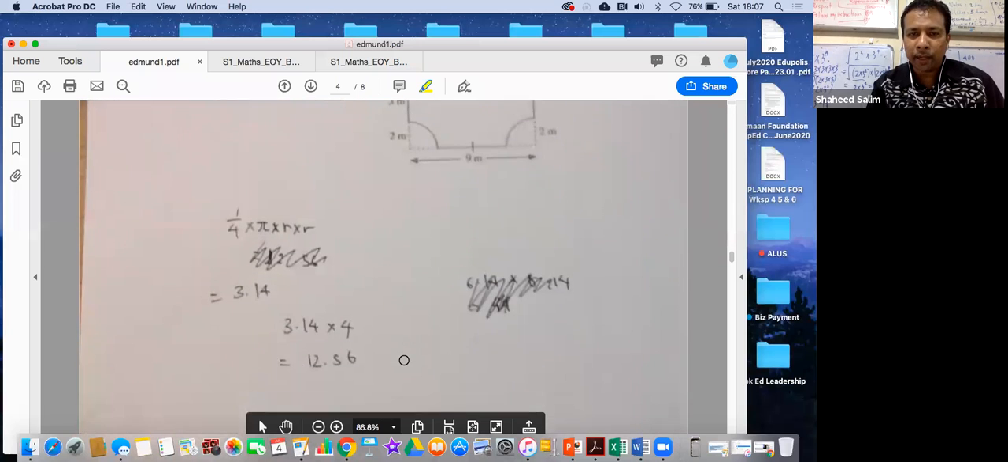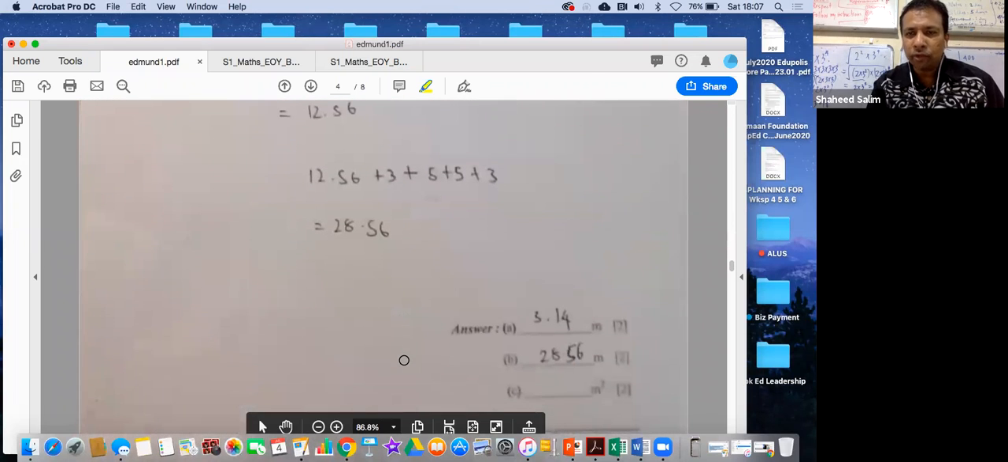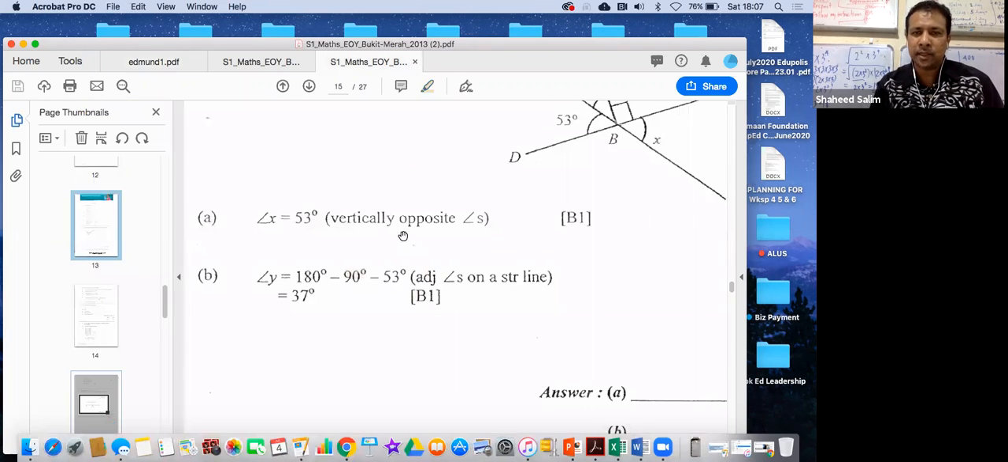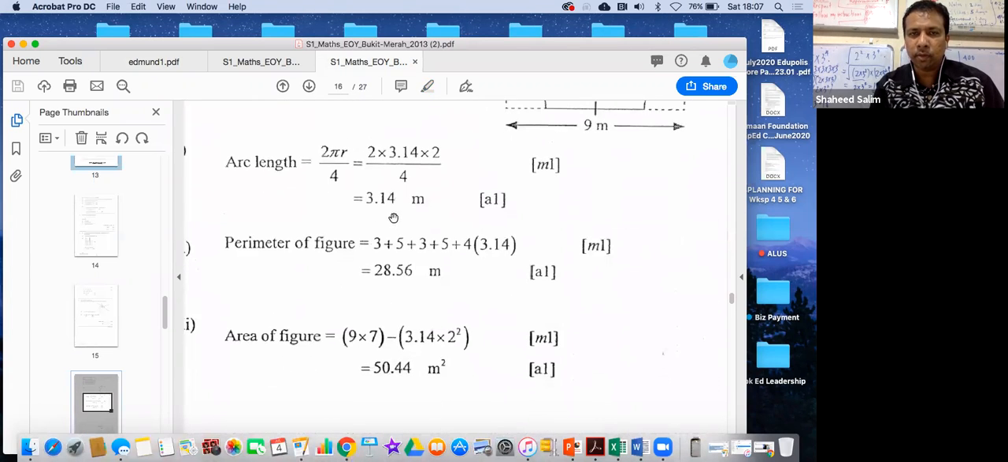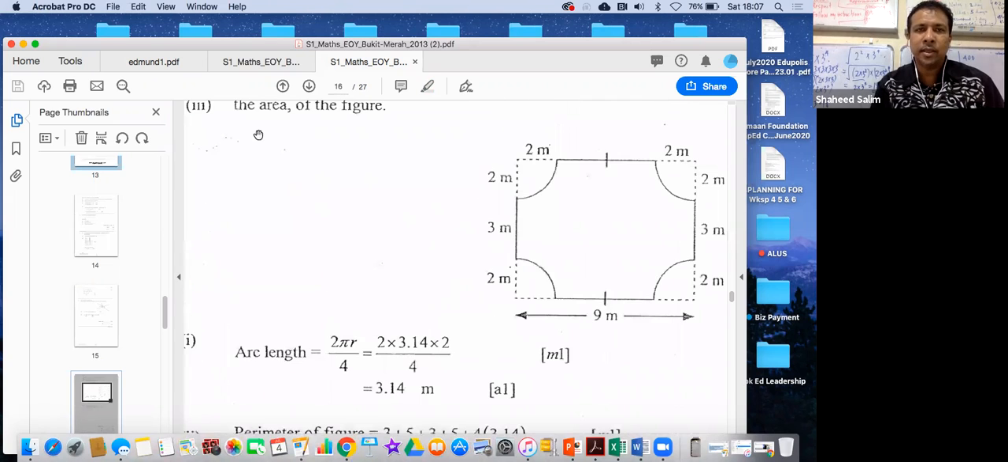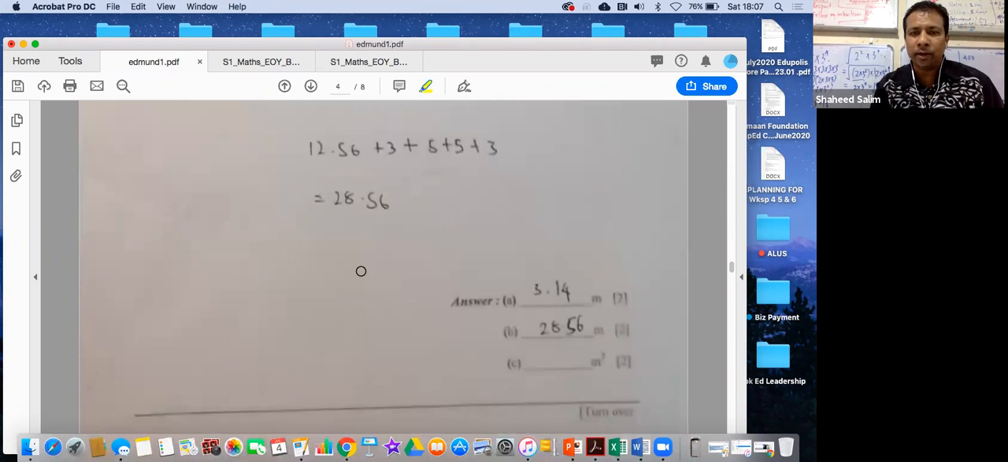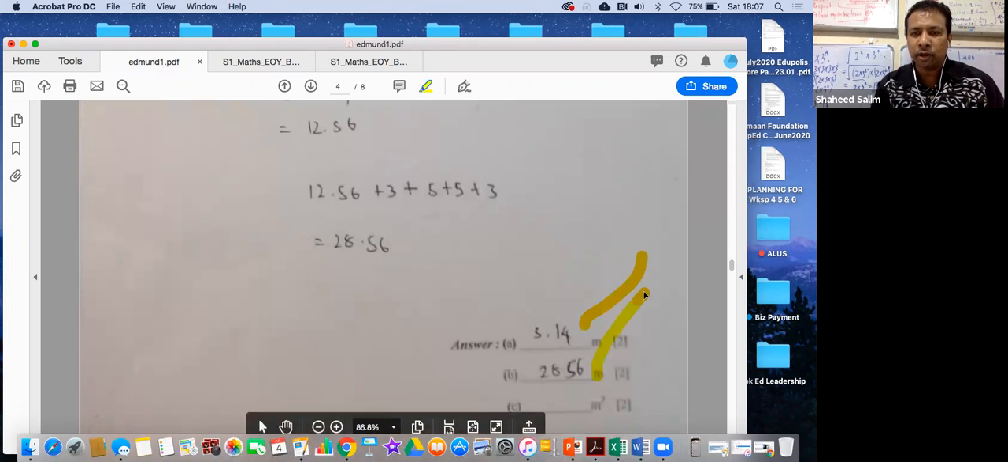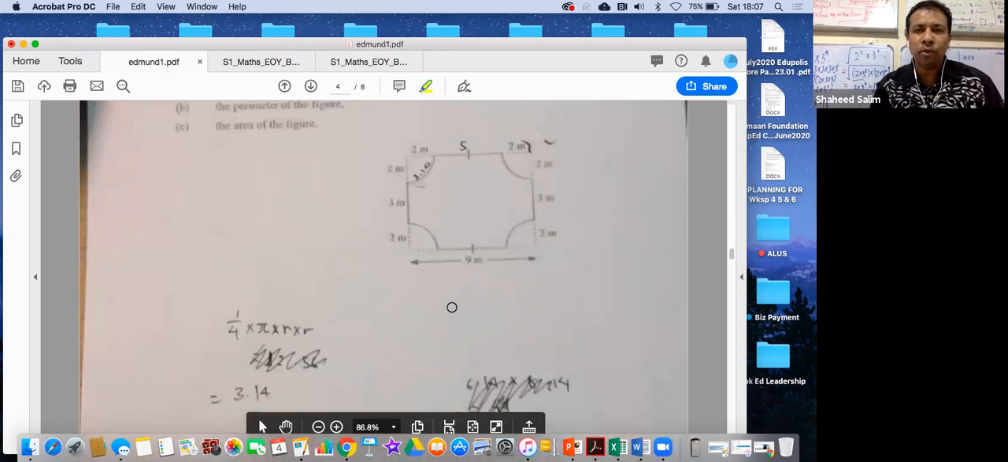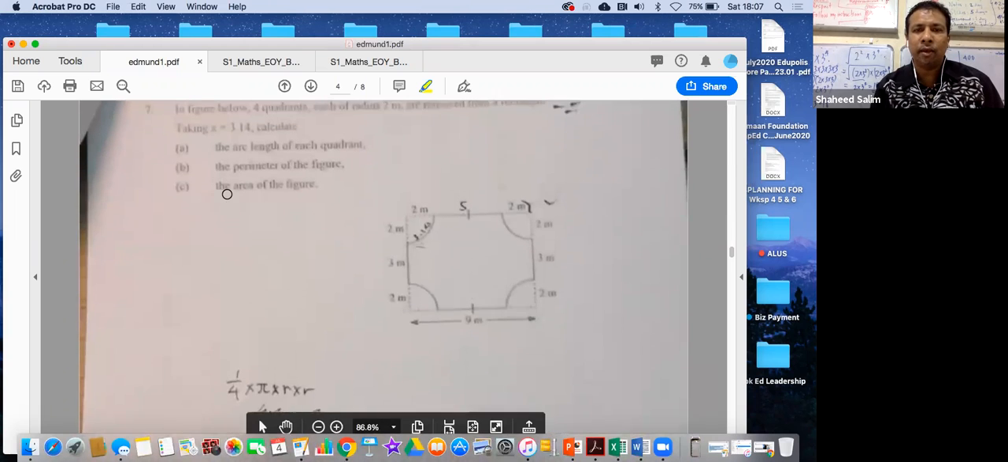Okay, now next one. Do you get the answer? 12.56. 3.14, 3.14 meters, 28.56 meters. Let's see. 3.14 correct, 28.56. Only one more, the last one you didn't do. So this is correct. This is correct. Well done. So how do you get now the last one, the area of the figure?